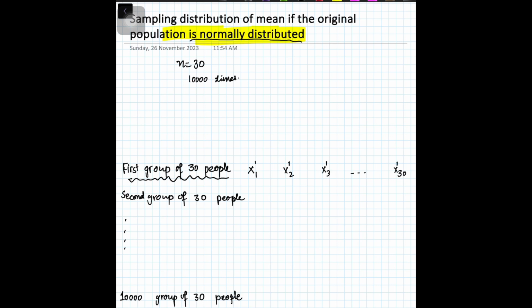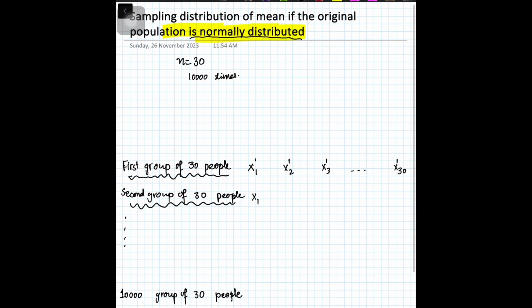And then I'll go to the second group of people. Again, they are randomly selected. So I'll call them x1, x2, x3, x30, and I put a superscript of 2 because this is the second group of people I'm asking. And then the 10,000th group. I call the numbers x1, x2, x3 and x30, and for the same reason I'll put the superscript as 10,000. So now you see this is the data I am having.